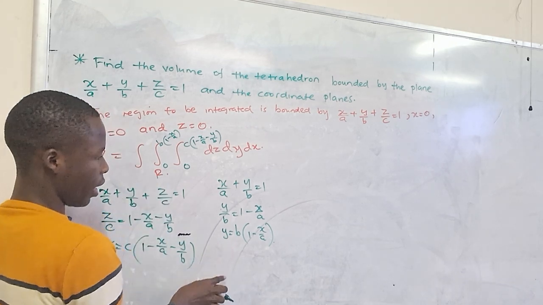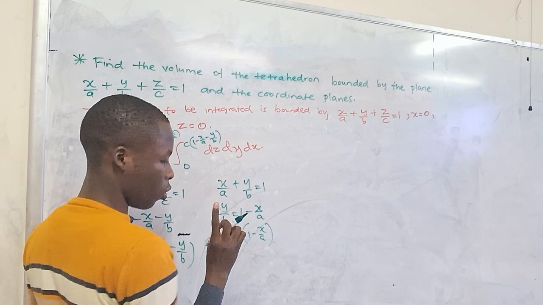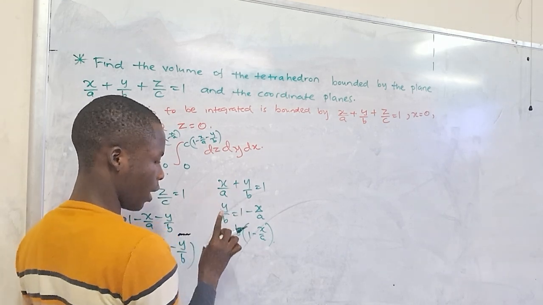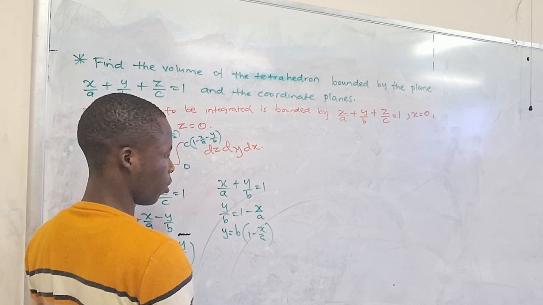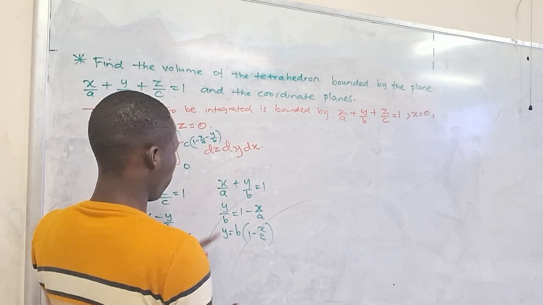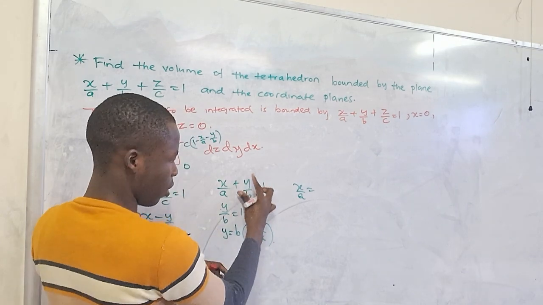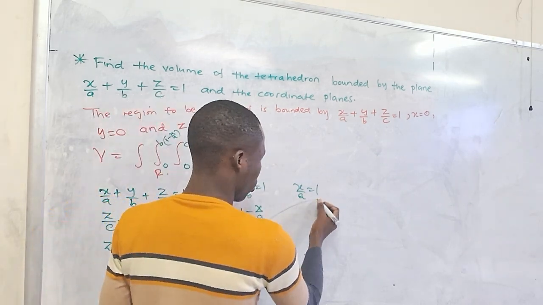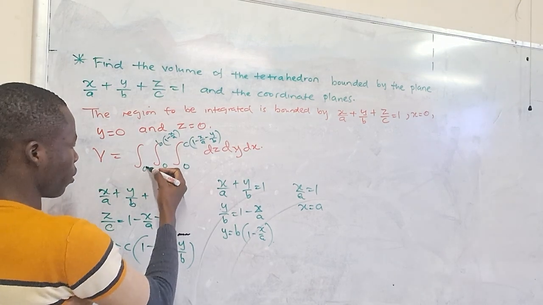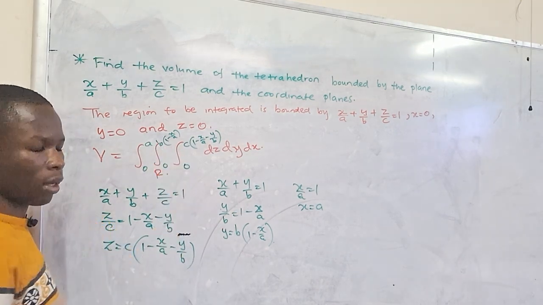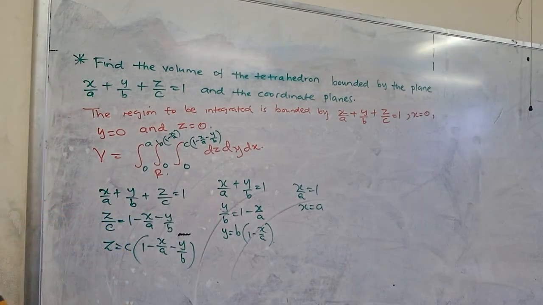Now we want to find the limits for x. Using this equation, you will be able to find the limits of x only if y is equal to 0. Now that is 0, so x by a is equal to 1, so x is equal to a. So the lower limit of x is 0, the upper limit is a. Now let's integrate.